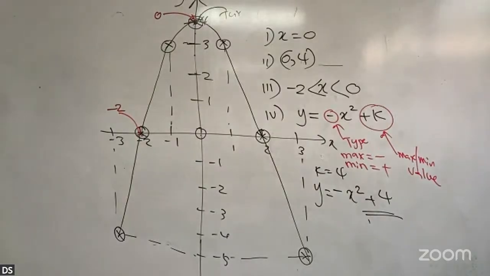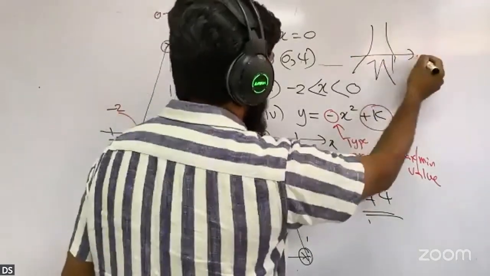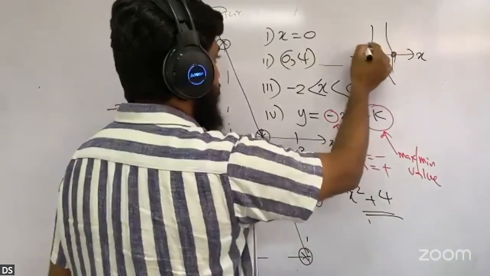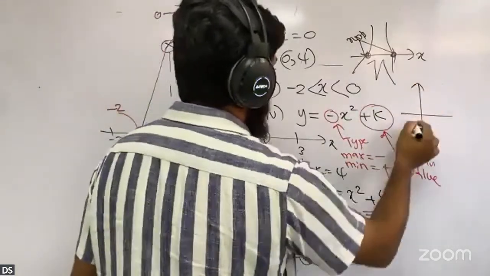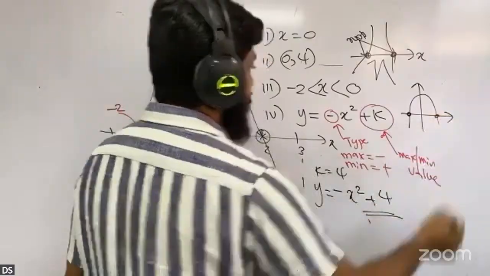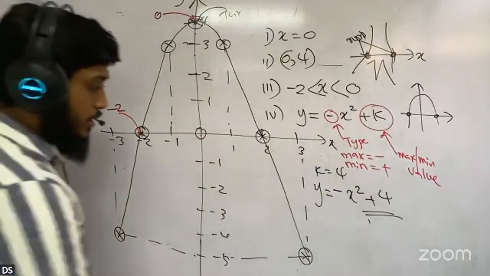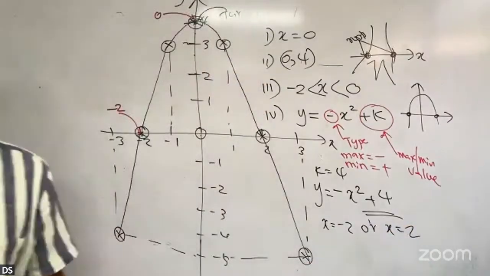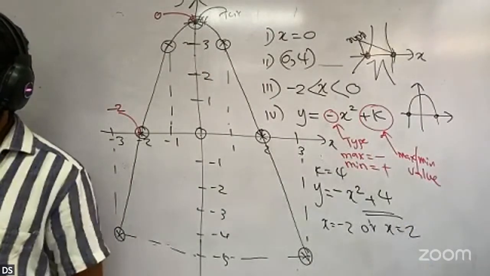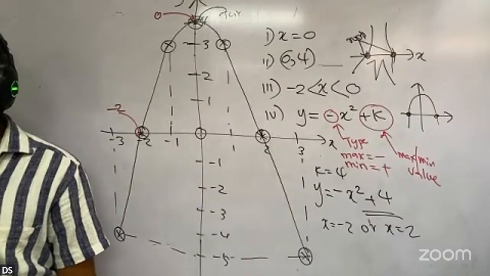Now I'll tell what are the roots. Roots are very easy. Roots mean, if you take a graph, wherever it is crossing the x-axis, those are the roots. When these 2 points are the roots. So when you take this graph, what are the roots of this graph? -2 and +2. So what should I write here? x equals -2 or x equals +2 I should write. Okay.